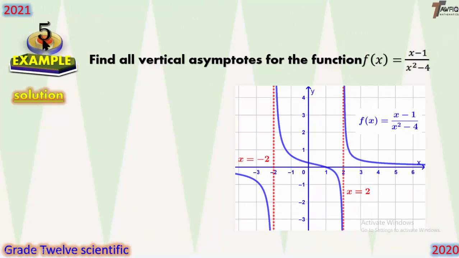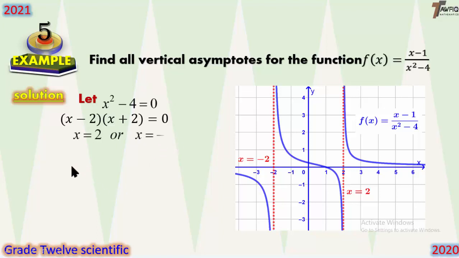Example number 5. Find all vertical asymptotes for the function f of x equals x minus 1 over x squared minus 4. Let x squared minus 4 equal 0. Factoring by difference of two squares, x minus 2 times x plus 2 equals 0, and x equals 2 or x equals minus 2 are two vertical asymptotes.